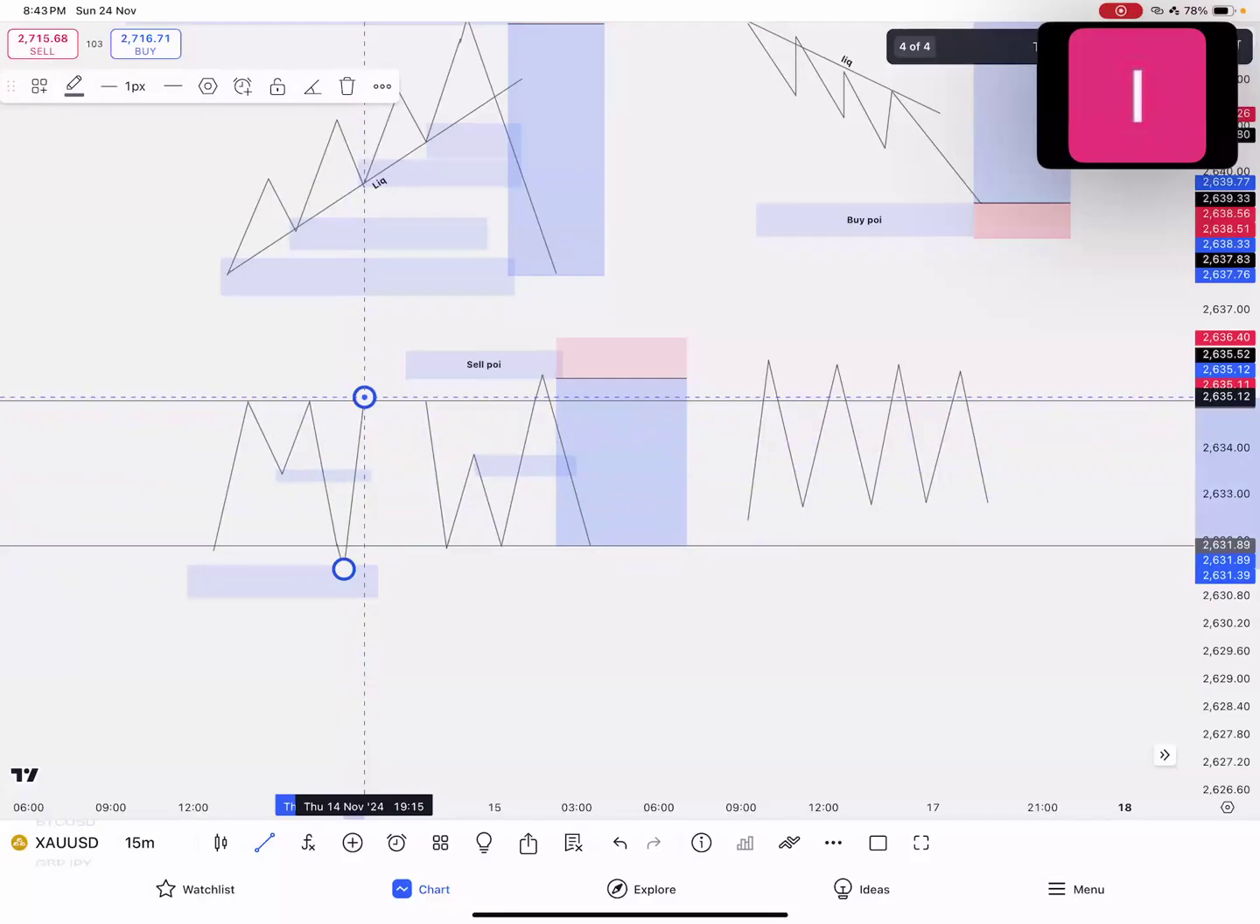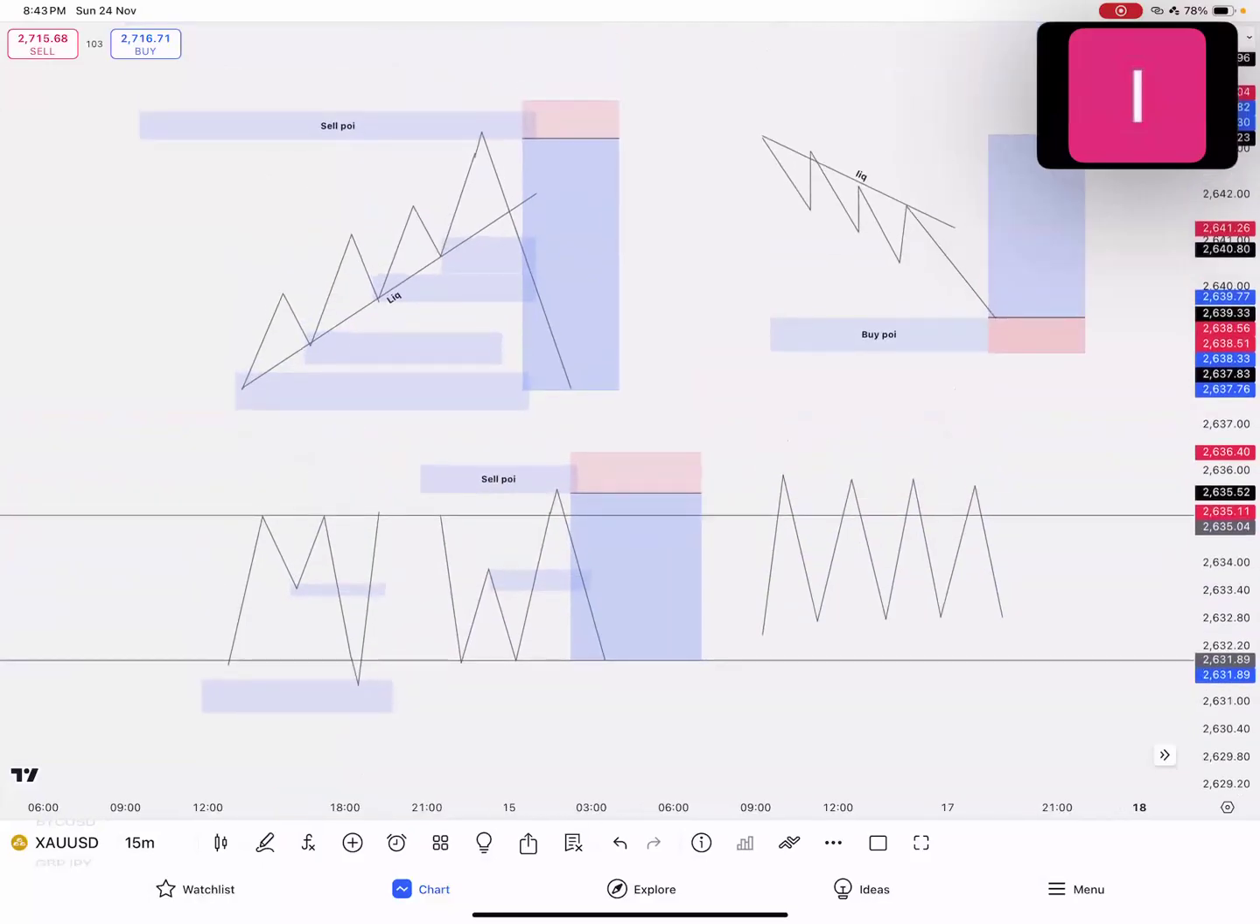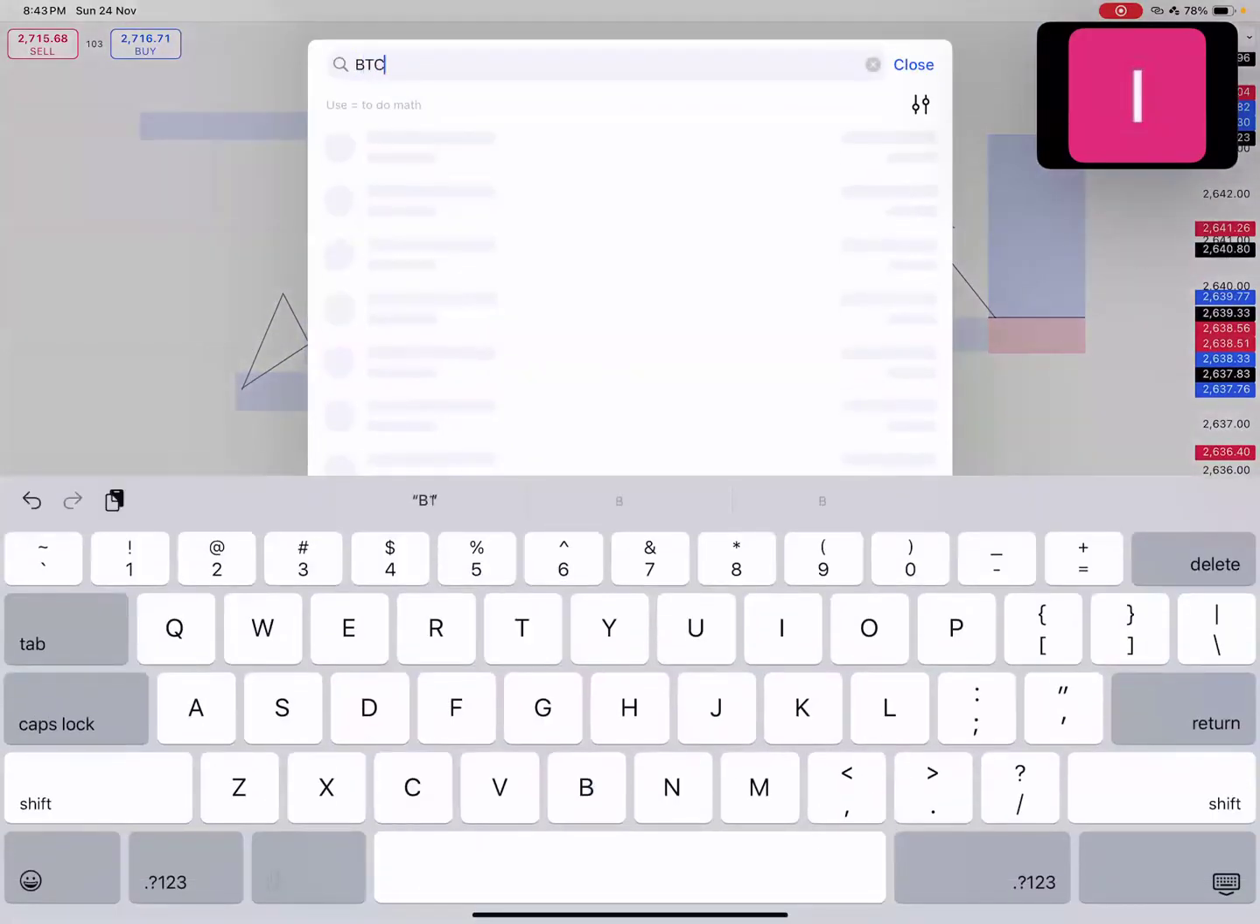So if, for example, now this trend line liquidity that I think is on BTC.